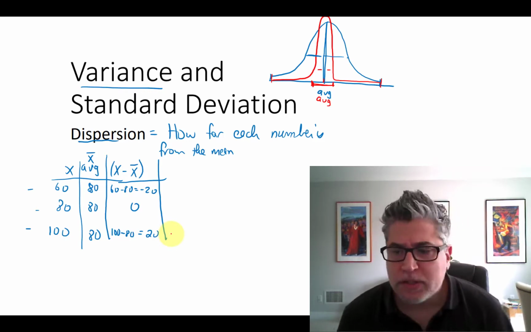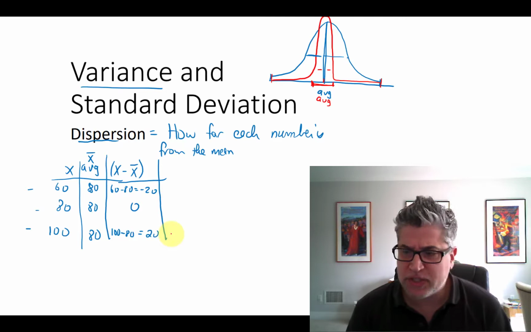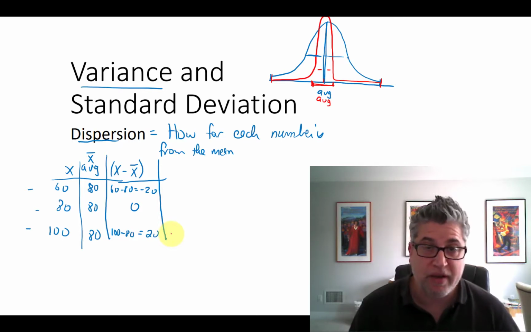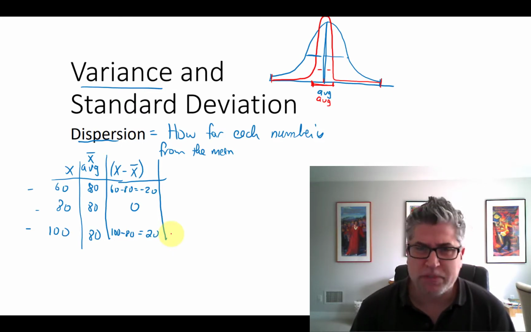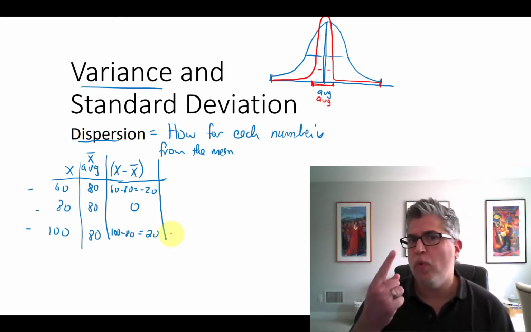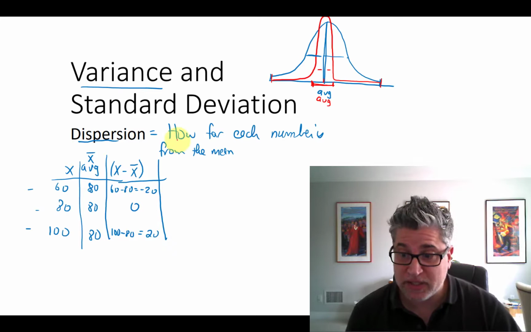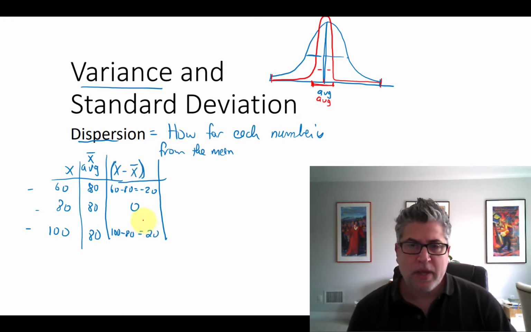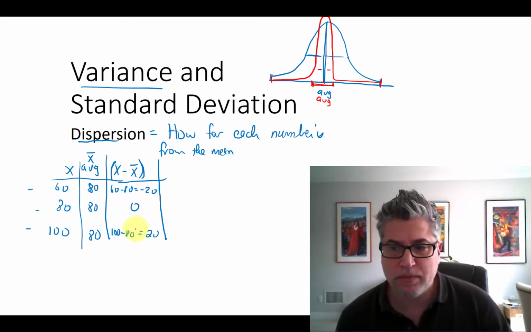Okay, so I can see that observations tend to be either 20 above the average, 20 below the average, or exactly equal to the average. I've got a bunch of numbers here. I'd like to have one statistic that summarizes all of these distances, all of these differences. Well, the obvious one for me is just to take the average of these numbers.